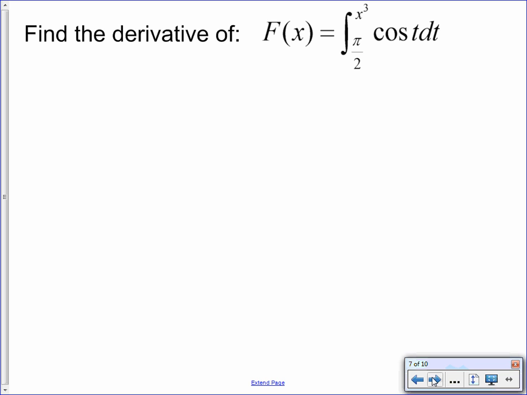Okay, change this. This is x squared. I'm going to give you 30 seconds to do this problem. Okay, that's 30 seconds.